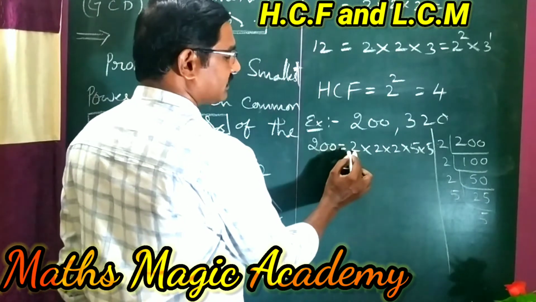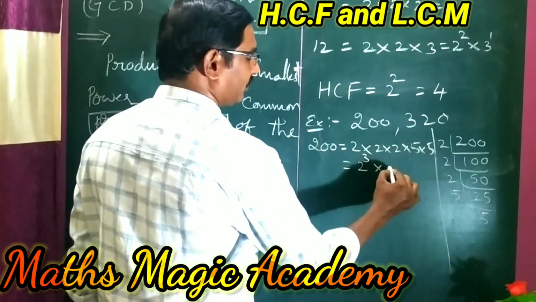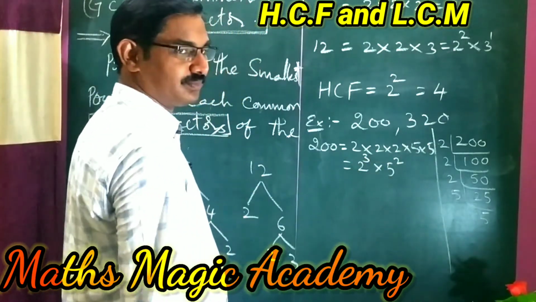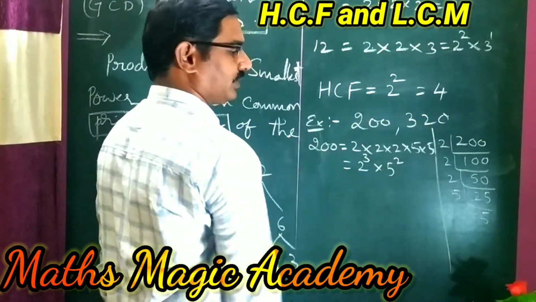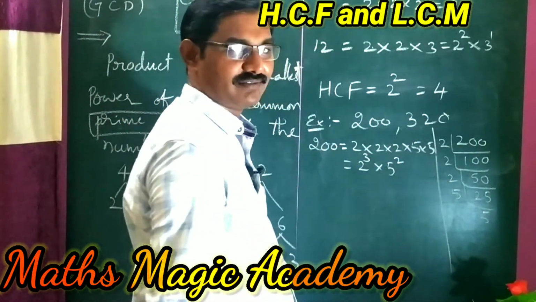Now here, how many are there? 2 into 2 into 2, that is 2 power 3. Here 5 into 5, that is 5 power 2. Like that, what is there? 320 is there. For this 320 also we have to use the short division method.